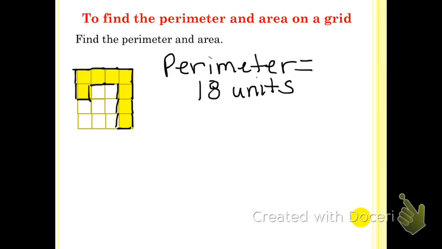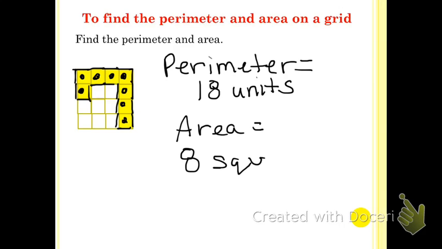Now to find the area of the figure, we'll count the number of squares within the figure. 1, 2, 3, 4, 5, 6, 7, 8. So the area of the figure is 8 square units.